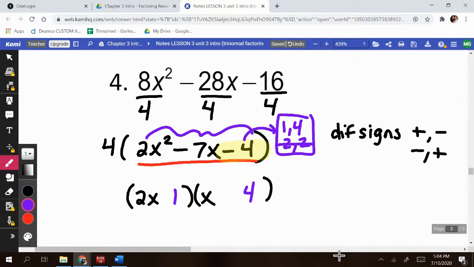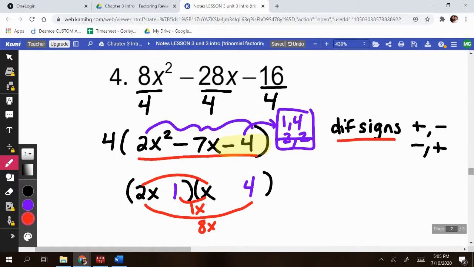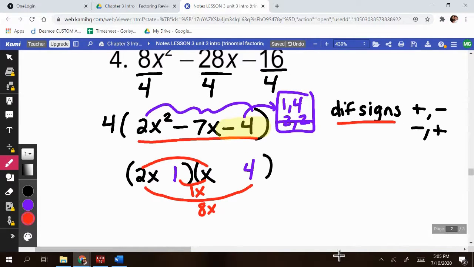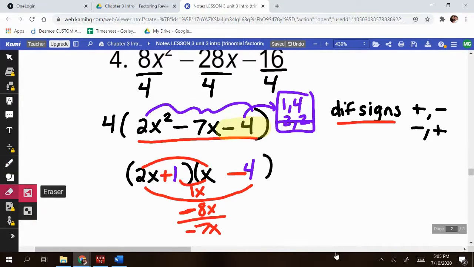Okay, that looks good. And just make sure first times first would be 2x squared. That looks good. Outer times outer right now is 8x. Inner times inner is 1x. But remember, we need to create different signs so that my outers and inners give me negative 7. So if I want negative 7, what would have to be negative, the 1x or the 8x? 8 would have to be negative in order to get a negative 7x. So this should say 2x times negative 4 for my outers to give me negative 8x, and then positive 1 times x to give me an inner of 1x. Okay, and I think that should work.